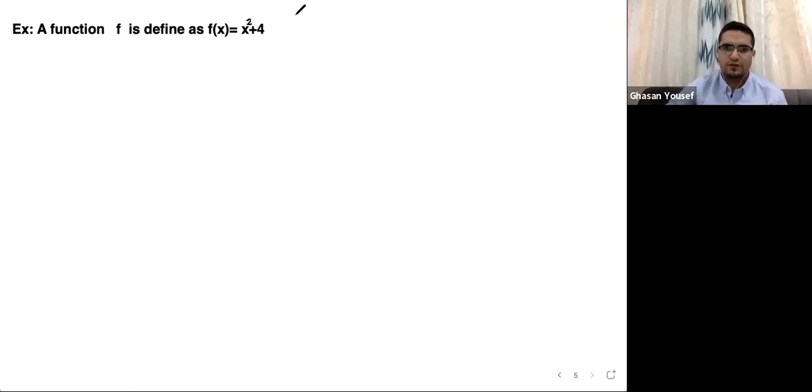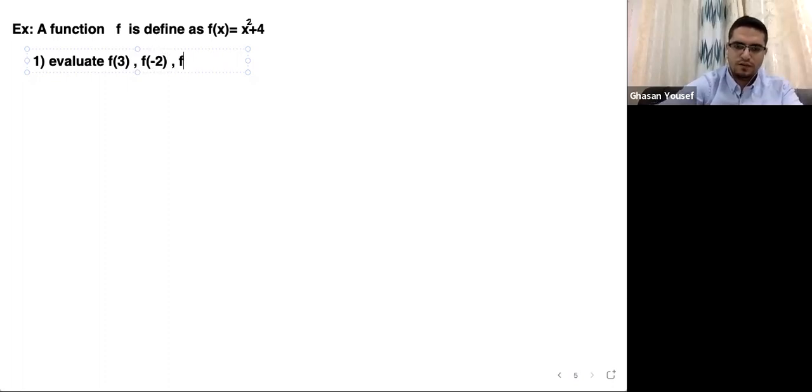Here we have x squared plus 4. So my question now, number 1, evaluate f of 3, comma, f of minus 2, comma, f of square root of 5.